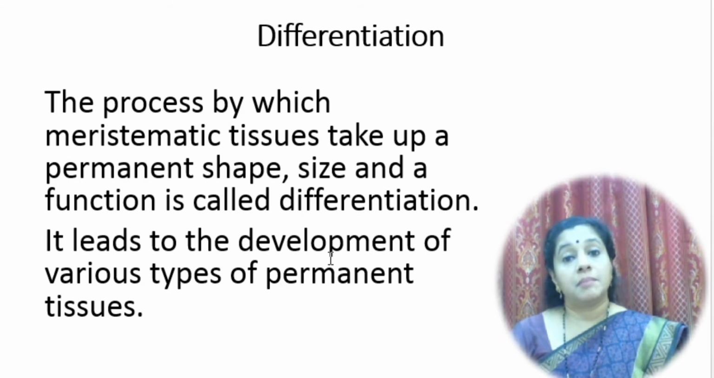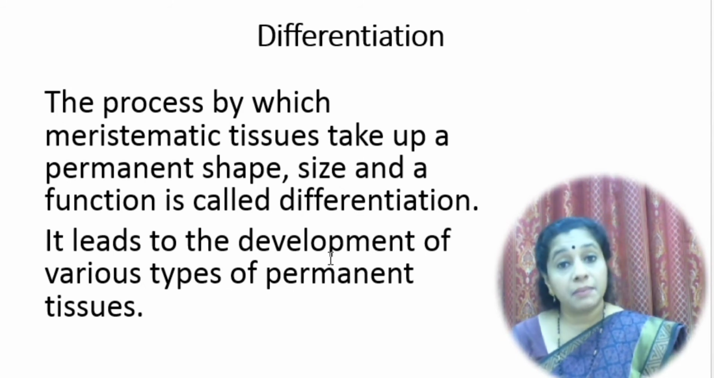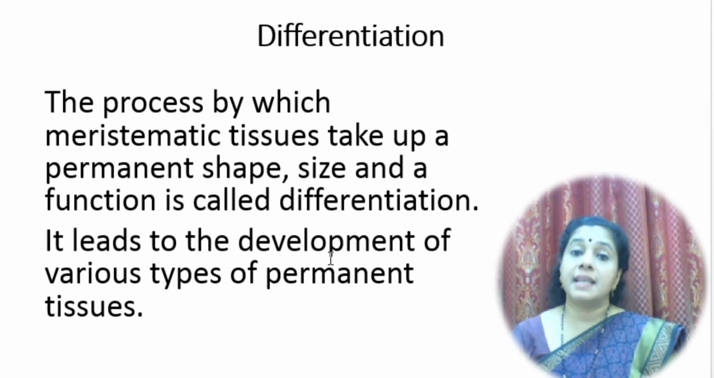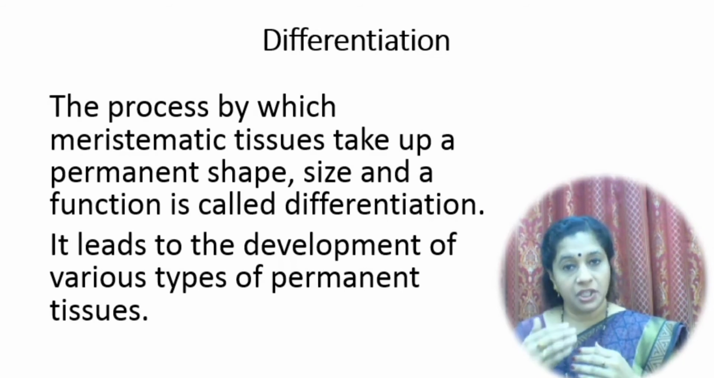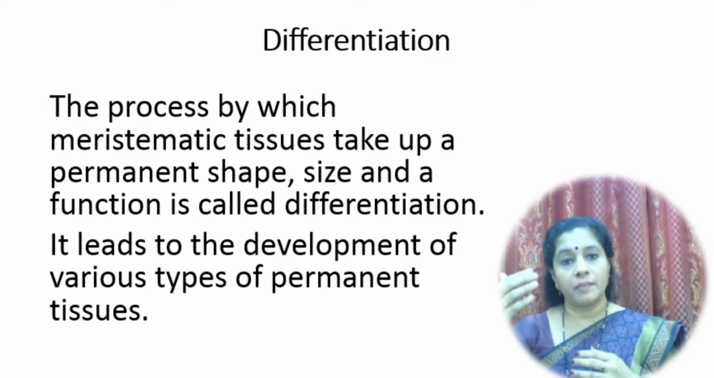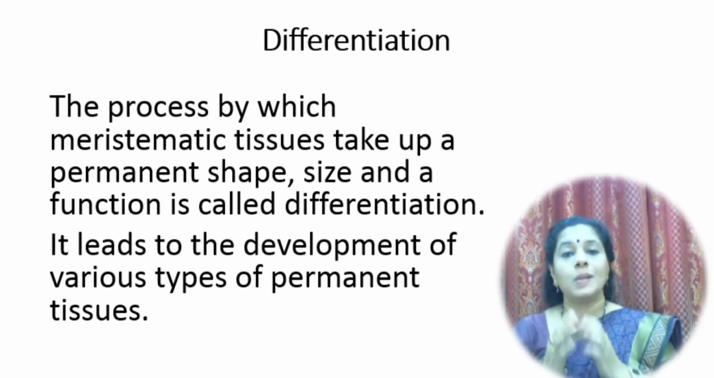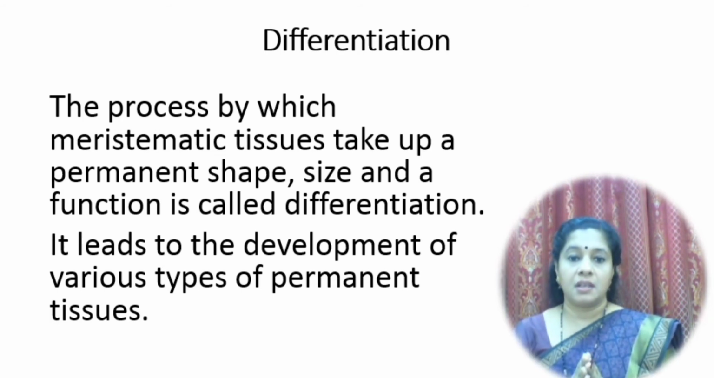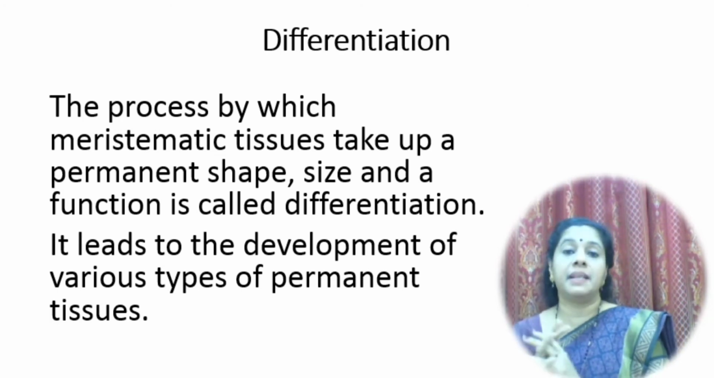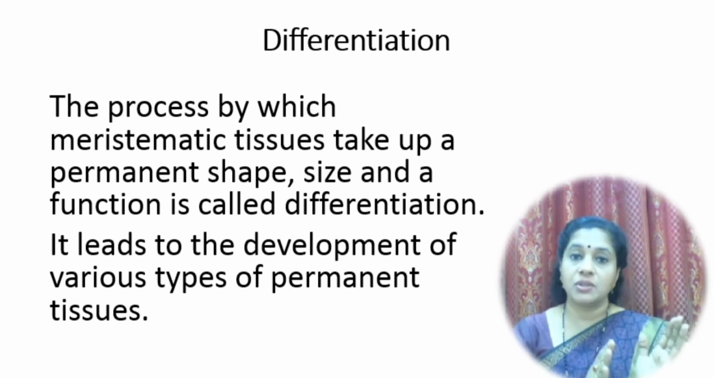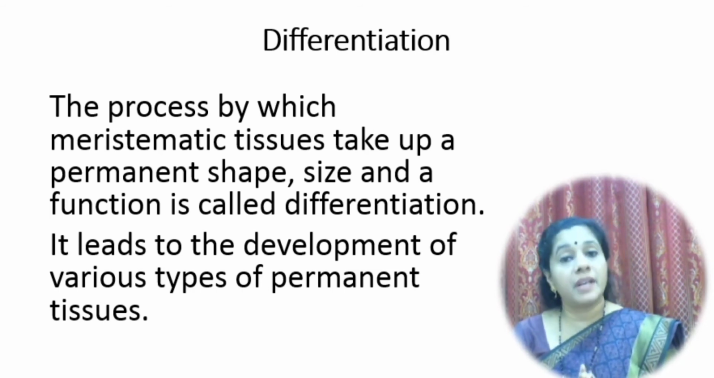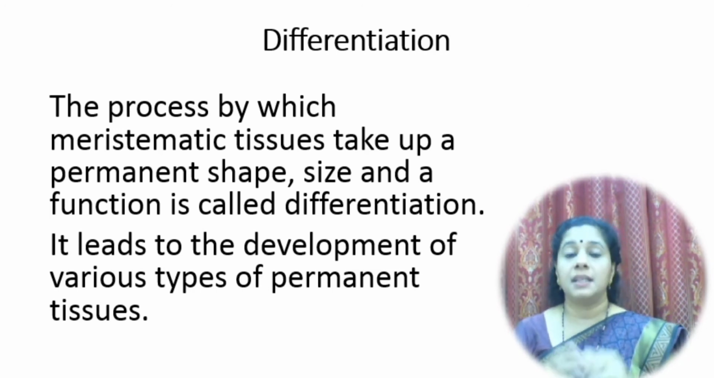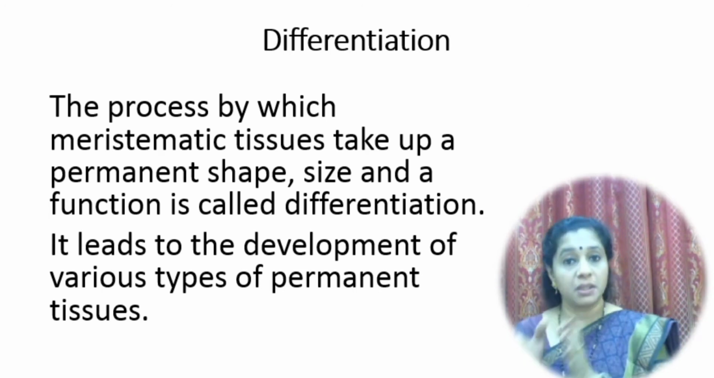Now we will learn about permanent tissues in plants. But how are permanent tissues formed? They are formed basically from the meristematic tissues. Meristematic tissues, after a stage of division, they keep on dividing. So when new cells are forming, the other meristematic tissues will stop dividing. They take up a permanent shape, size and function. Then they are called a permanent tissue. So meristematic tissues are actually getting converted into permanent tissues. Then that process is called a differentiation. Differentiation is nothing but the transformation of meristematic cells into permanent tissues.